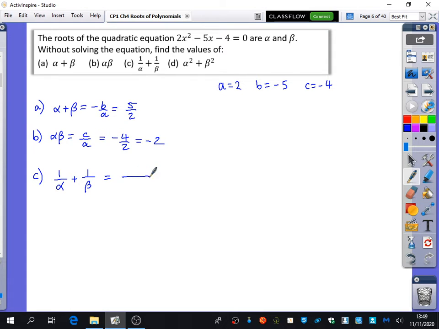And the common denominator is going to be alpha beta. So that one needs to be multiplied by beta, so it will have a beta. That one needs to be multiplied by alpha, so it will have an alpha. So it's alpha plus beta over alpha beta. Yeah, so it's 5 over 2 over minus 2, which is?